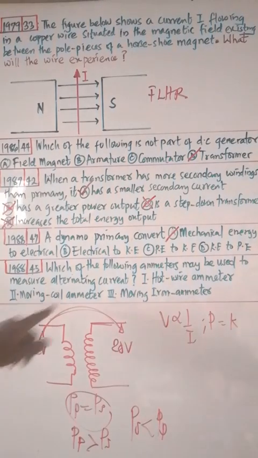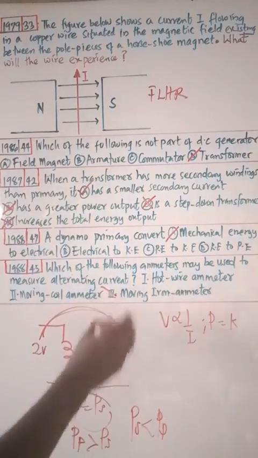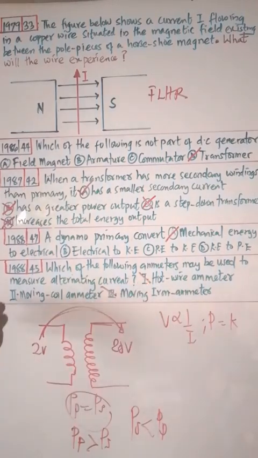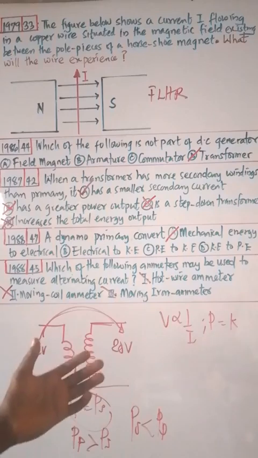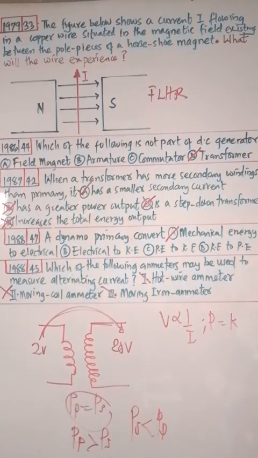Next one. Which of the following ammeters may be used to measure alternating current? We can use a moving iron ammeter, a hot wire ammeter, but we cannot use a moving coil galvanometer. When you say moving coil ammeter, it is the same thing as a moving coil galvanometer, just that it has been converted to an ammeter by connecting a shunt in parallel with it.